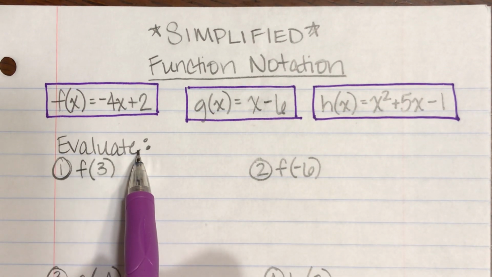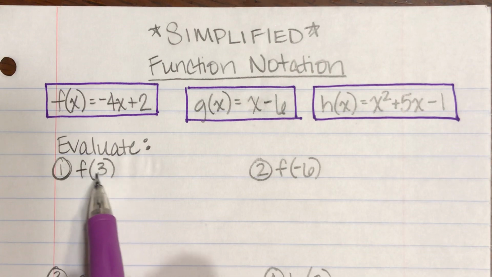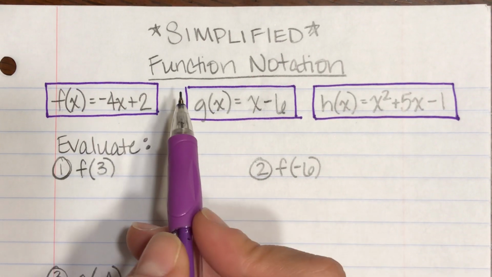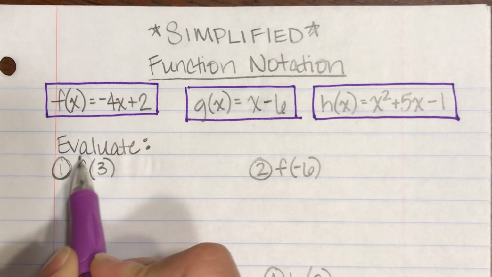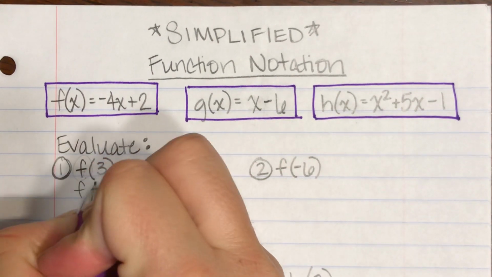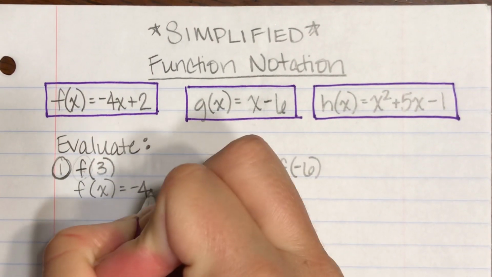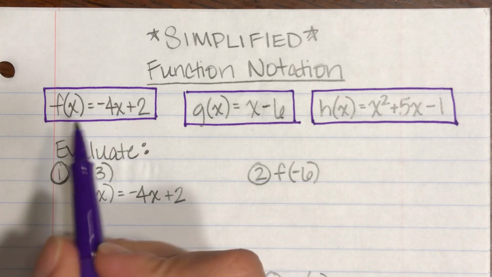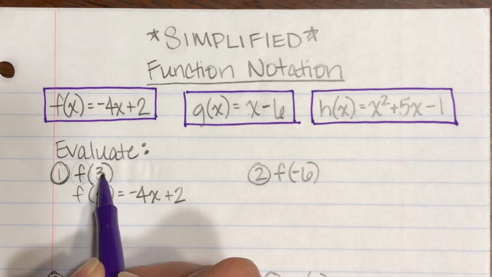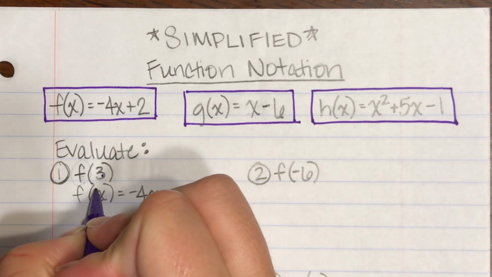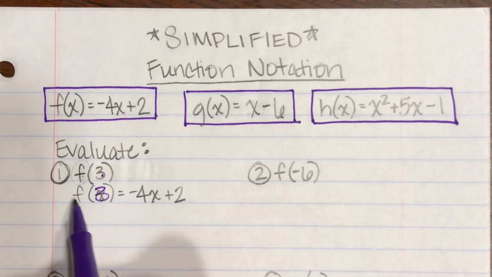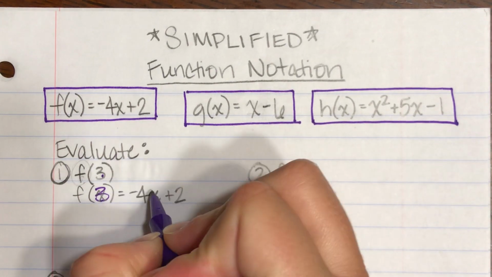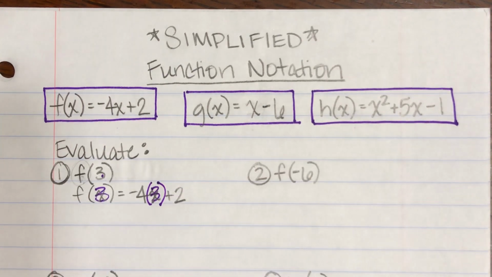When they ask you to evaluate something and they're asking you to find f of a specific number, you would read this as f of x equals negative 4x plus 2, okay? So what this is asking you to do is to take the f formula. So I'm going to take that f of x equals negative 4x plus 2, and it's telling me to evaluate it by replacing the x with a 3. Notice how the 3 is where the x used to be. So if I was to write f of 3, I just had to change that x to a 3. Well, if that x changed to a 3, this one is also going to change to a 3.